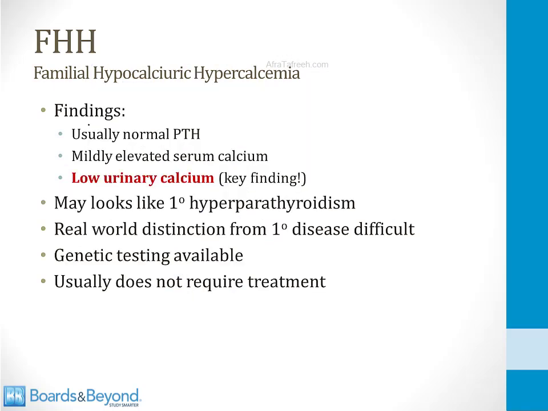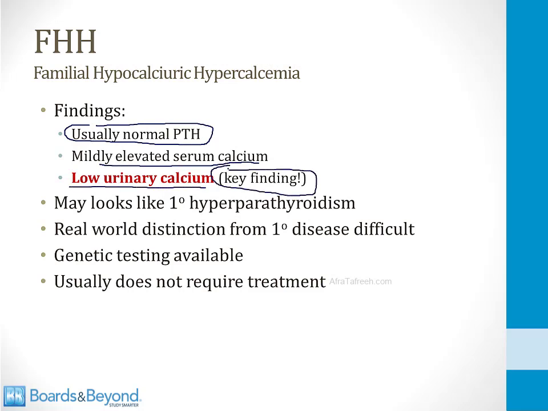The findings in this disorder are usually a normal parathyroid hormone level in the setting of a mildly elevated serum calcium. Then in the urine, you will see a low urinary calcium, and this is a very important finding. When you have hypercalcemia, you usually have a high urinary calcium because more calcium is being filtered and excreted. However, in this disorder, you have a low urinary calcium, and that helps to make the diagnosis.